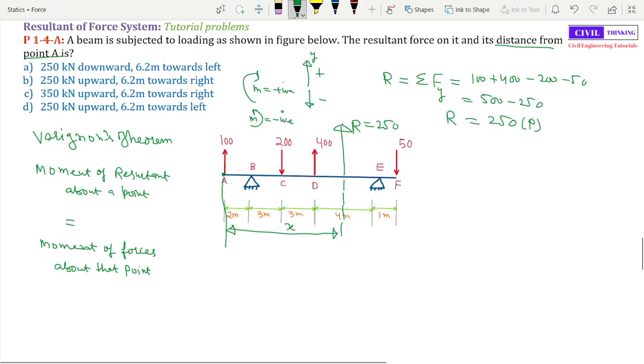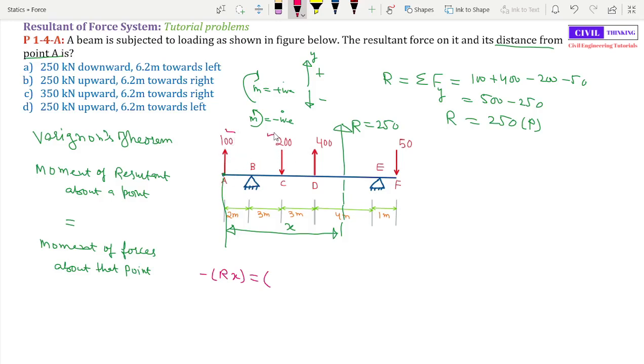Now let us apply Varignon's theorem. The resultant is going to exert an anti-clockwise moment at point A, so it is negative. How far is the resultant normally from A? It is x. So R multiplied by x is equal to the moment of the forces. Let's begin from 100 newton. Now 100 is passing through A, so the moment of 100 about point A is 0. Since it is 0, I will not write it. Now let's find the moment of 200 about point A.